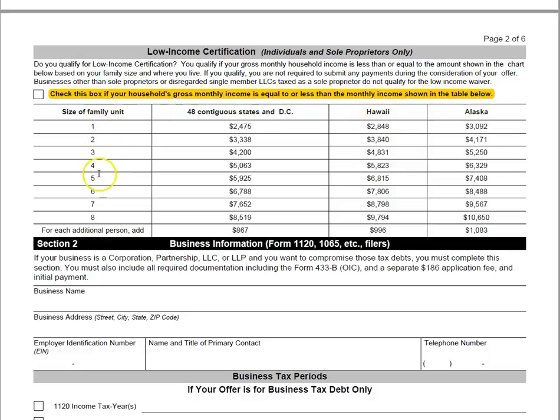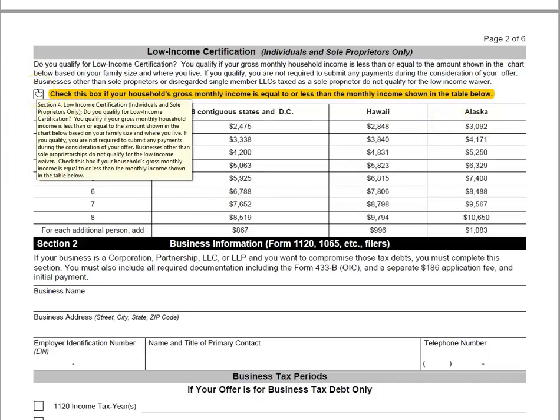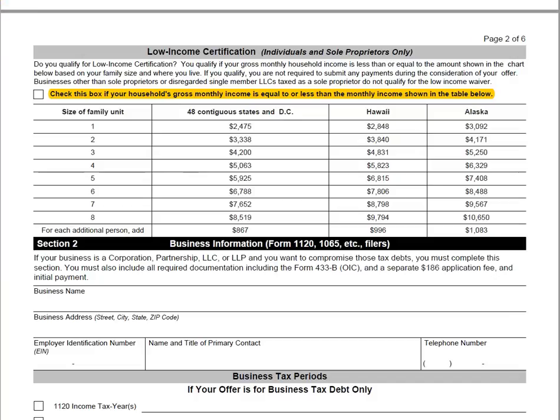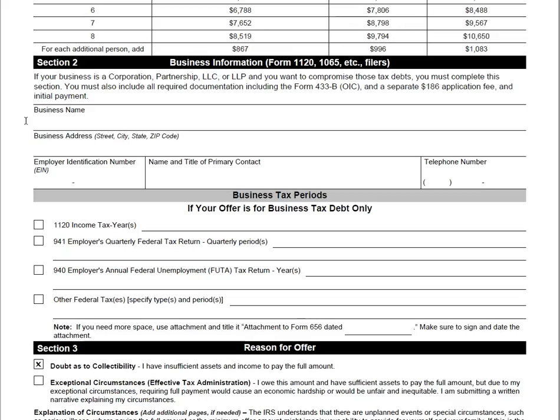So you'll figure out the size of your family and come over, and if you make less than that amount in the 48 continental states in DC or Hawaii or Alaska, then you would check this box. If you check this box, you would not be required to submit the $186 application fee or any payments until the offer is accepted. Moving down, Section 2 is for business information.